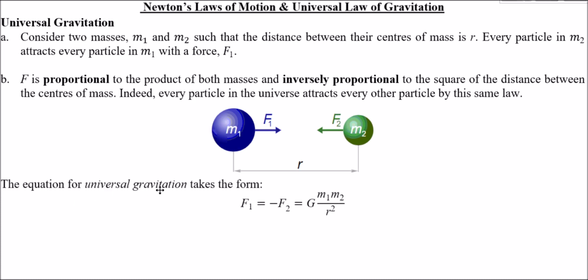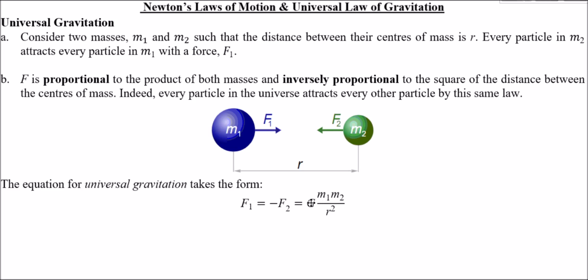So the equation for universal gravitation takes this form. F1 equals minus F2. You might be thinking here, but didn't he just say that they're equal? Well, they're equal in size, but opposite in direction. Force is a vector. Okay, so this force F1 is equal and opposite to force F2. Equal in magnitude, opposite in direction.